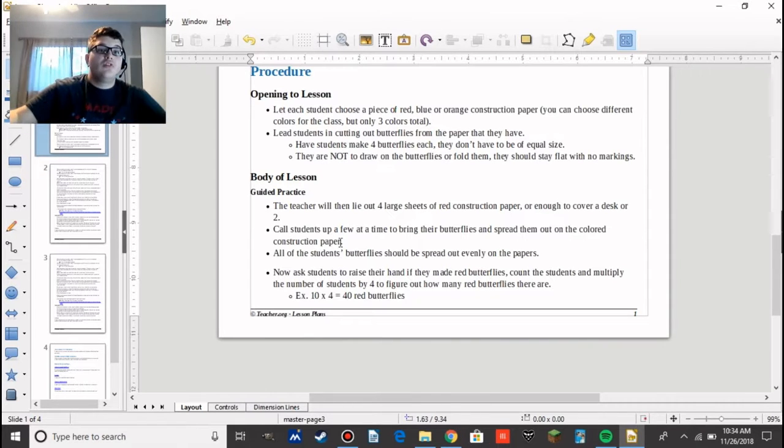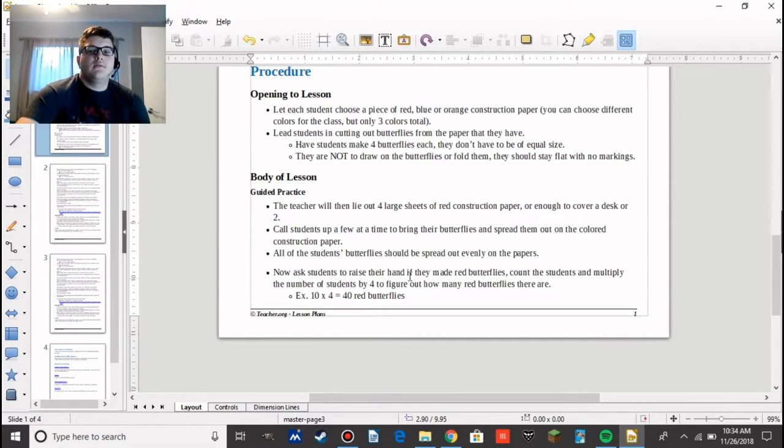You, as the teacher, can spread them out evenly and hide, for example, a red one over there with a blue and an orange one, or hide the red one over there in the corner where the students can't see it very well. Make it all messed up where it's random but also evenly spread out, if that makes sense. Call a few students up at a time. But okay, all the students' butterflies should be spread out evenly on the paper.